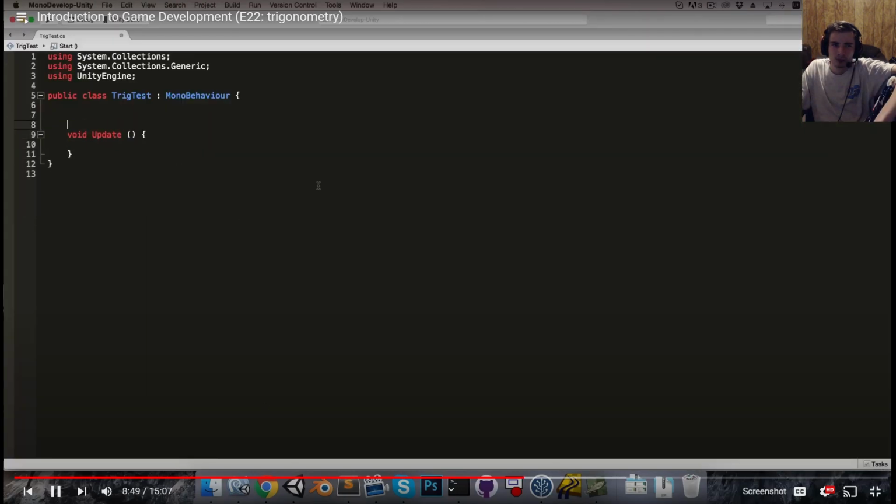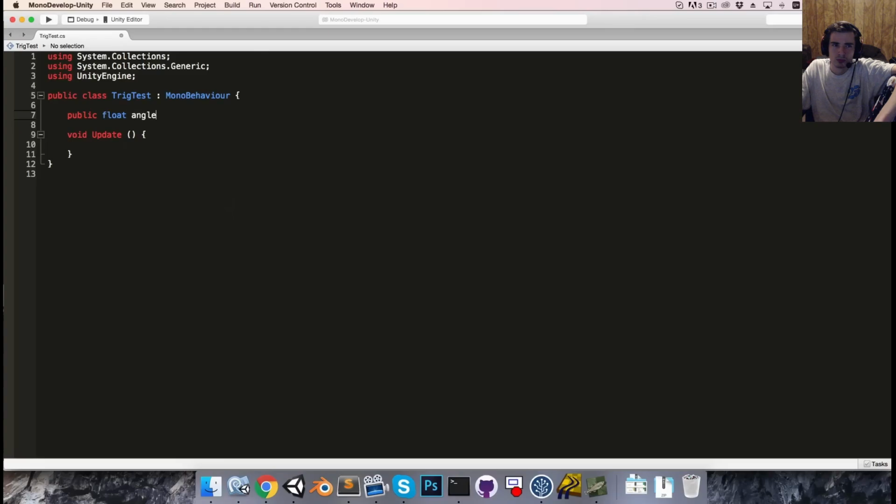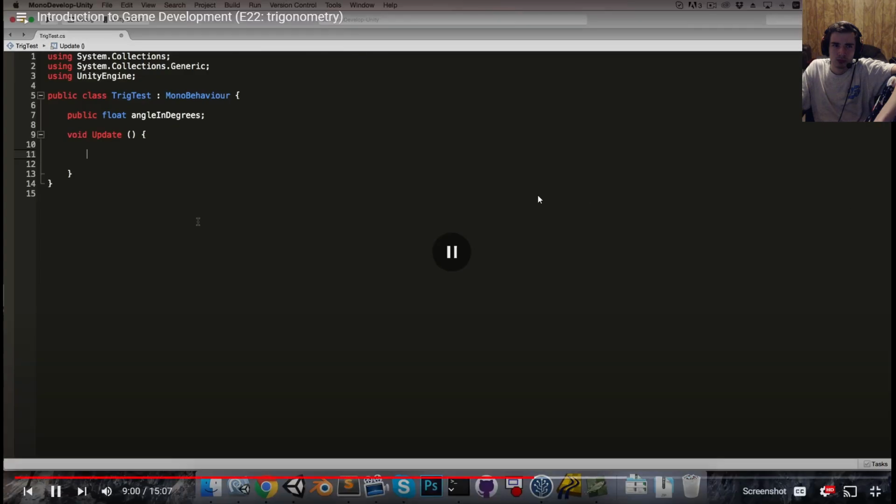You can then open that up, and in here, I'll start by creating a public float called angle in degrees. And then in the update method, I want to get a direction from that angle.